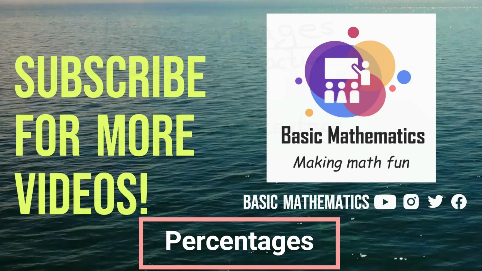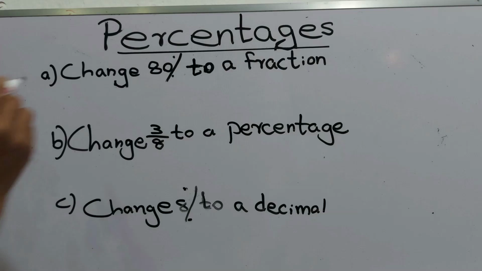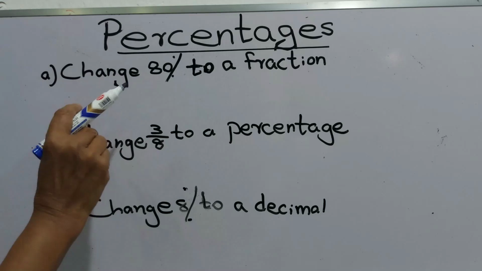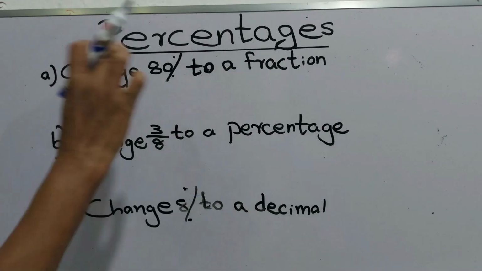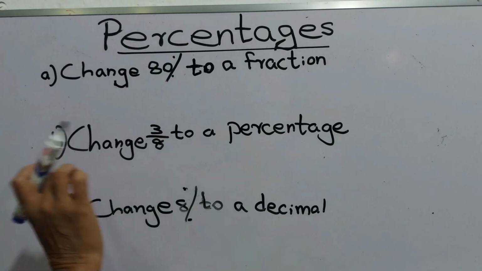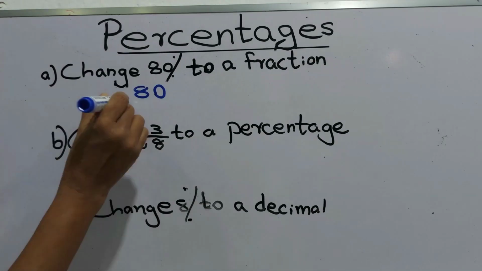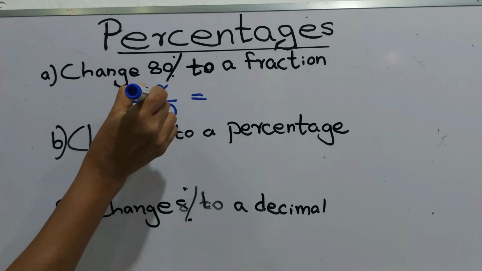In this percentages lesson, we'll see what percentages are. Percentages are simply a convenient way of expressing a fraction or a decimal. Look at the first one, 80%. That means 80 out of 100. We can simplify this by cutting the zeros: 8/10.